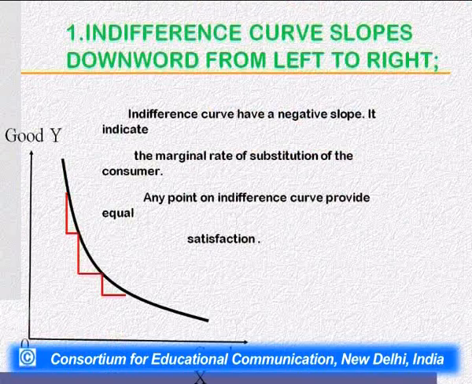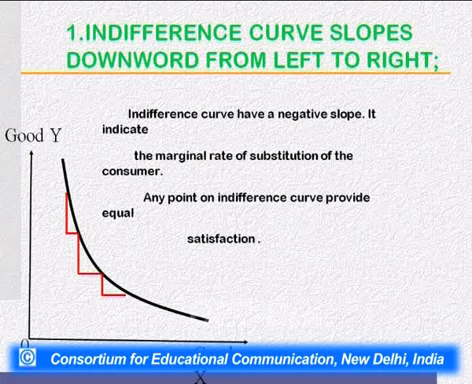First one, the indifference curve slopes downward from left to right. Why? As I discussed, the indifference curve is in a downward situation from the Y slope to the X slope. You can see over there from goods Y to goods X.